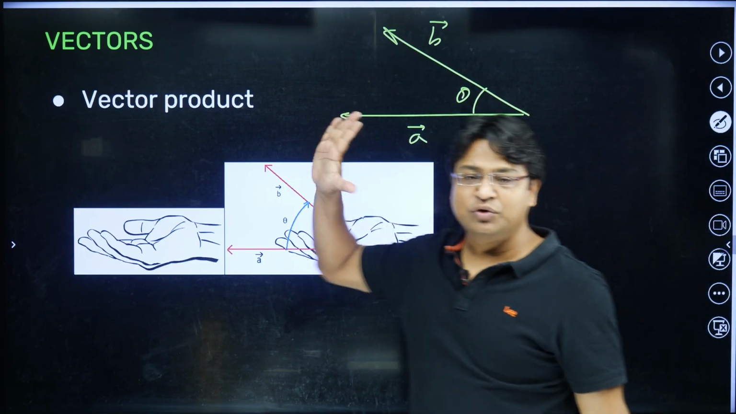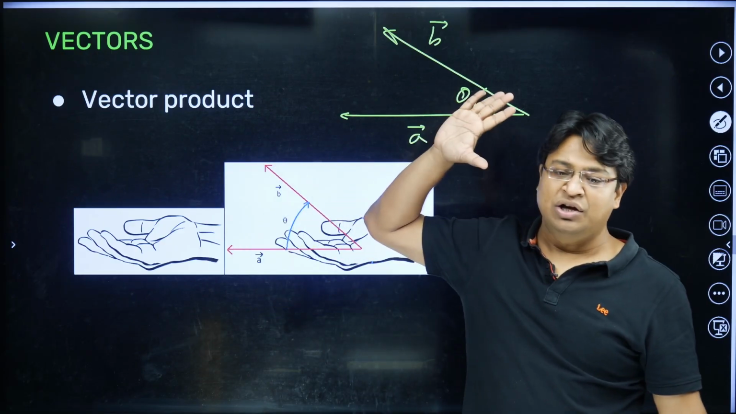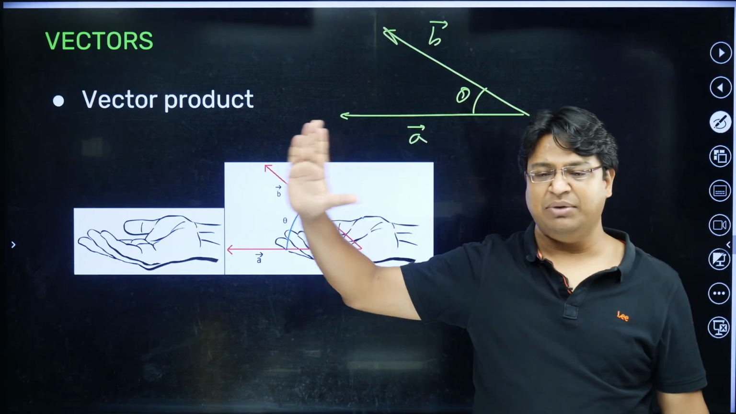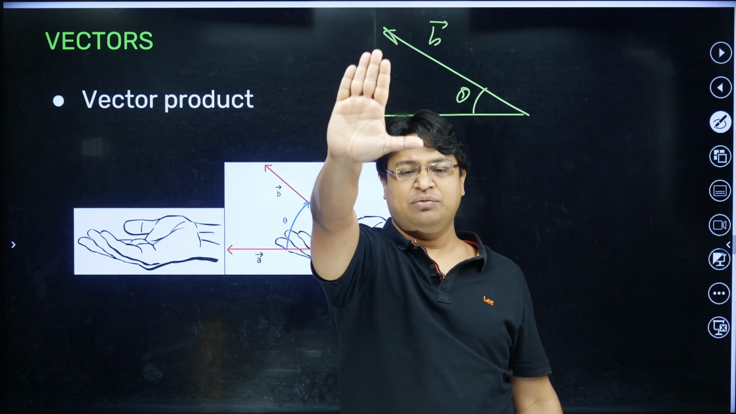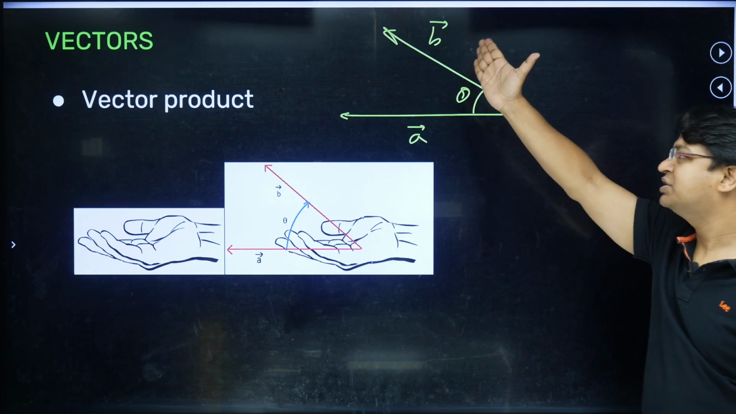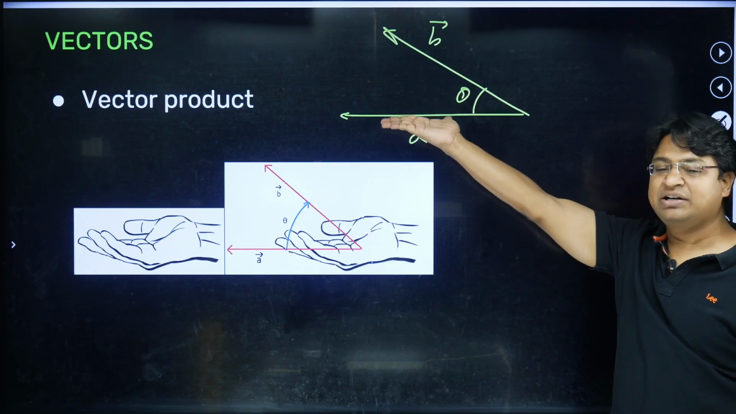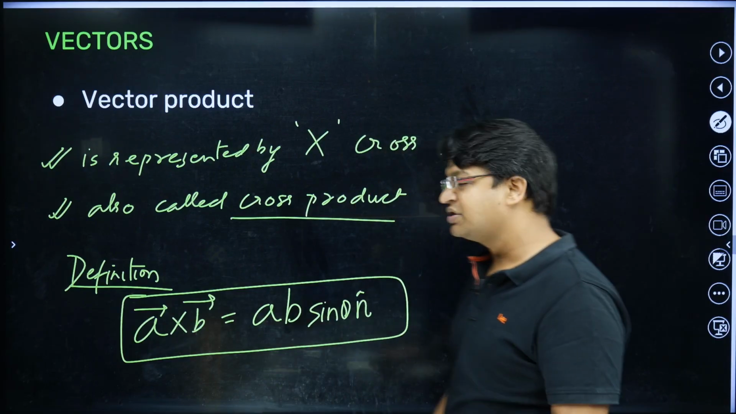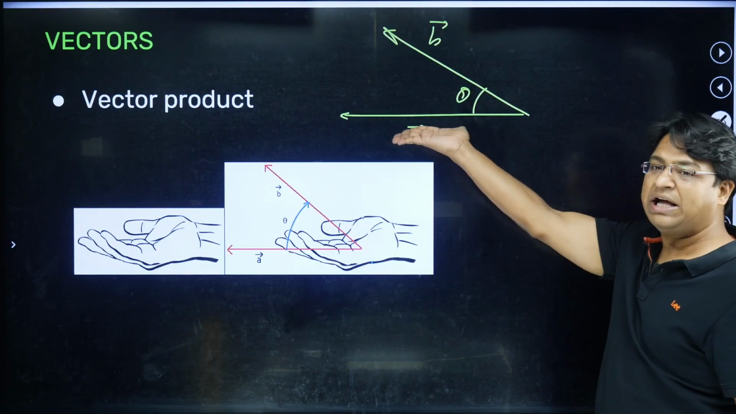Now what you have to do, you have to use your right hand, please. Keep your thumb perpendicular to your fingers. Can you see that in my diagram, in whatever I've done? My thumb is perpendicular to my fingers. Then you have to place your fingers along the vector written first. In this expression, whichever vector is written first, you place your fingers along that.